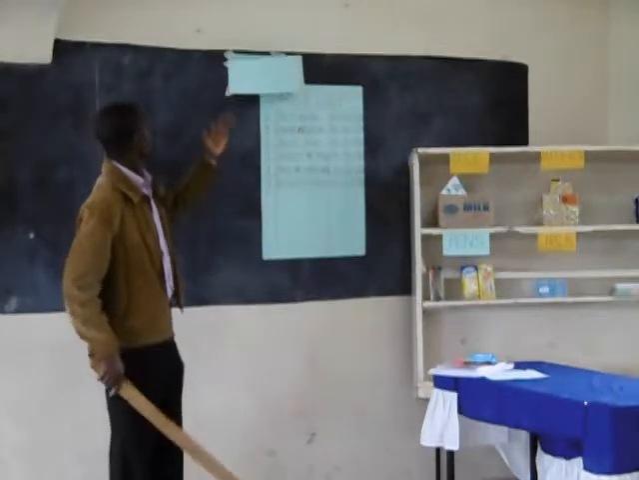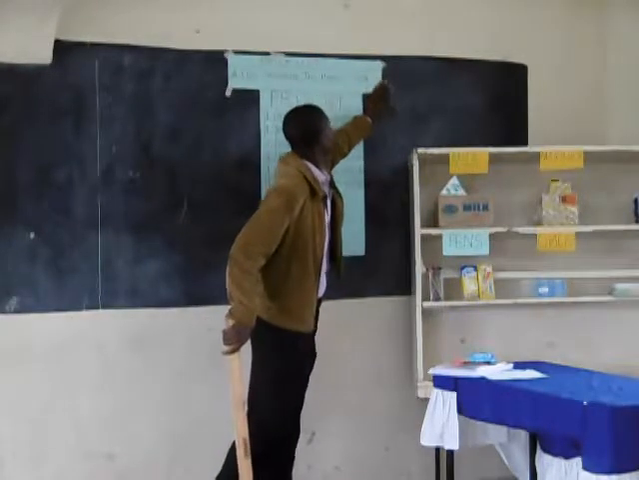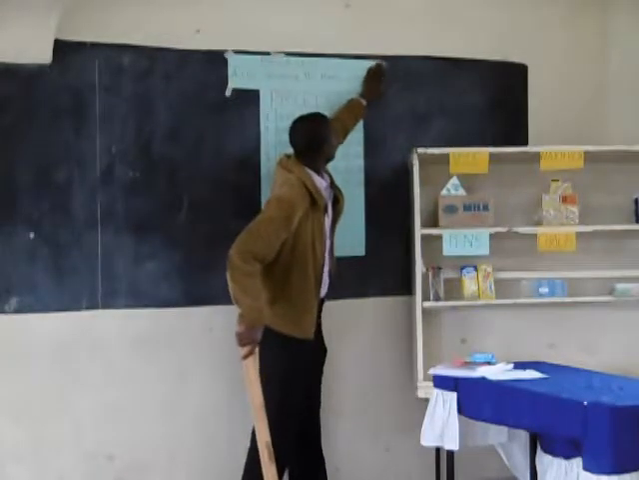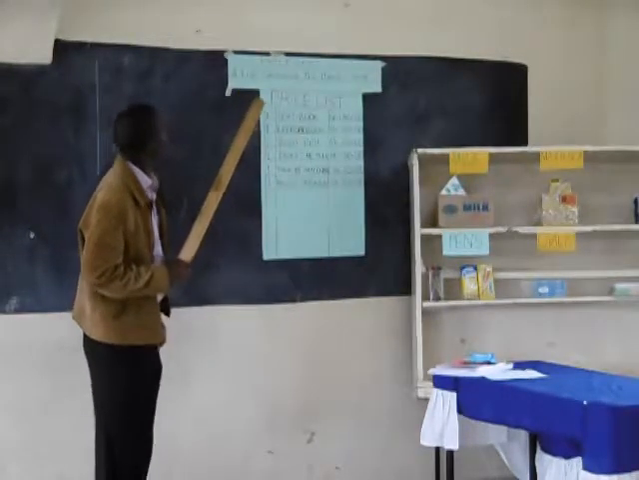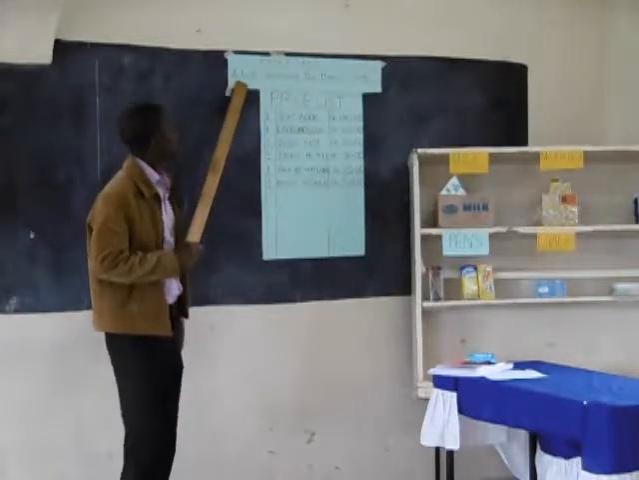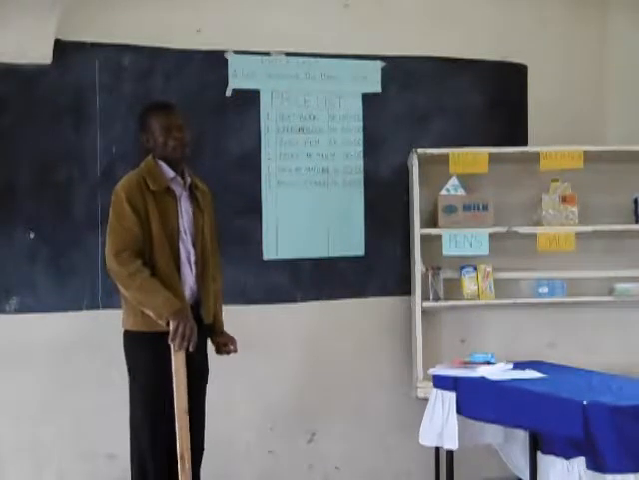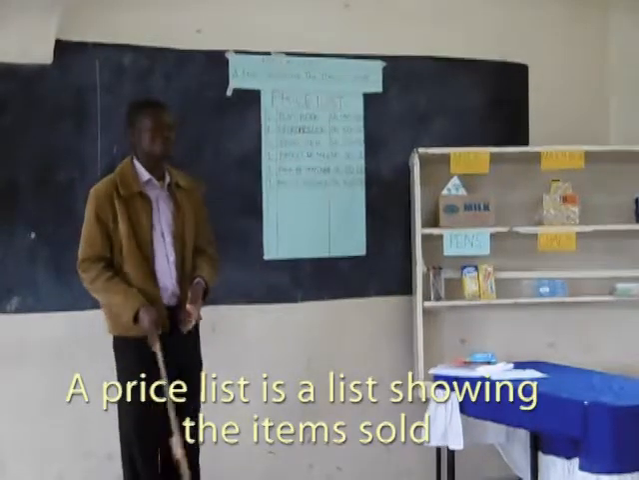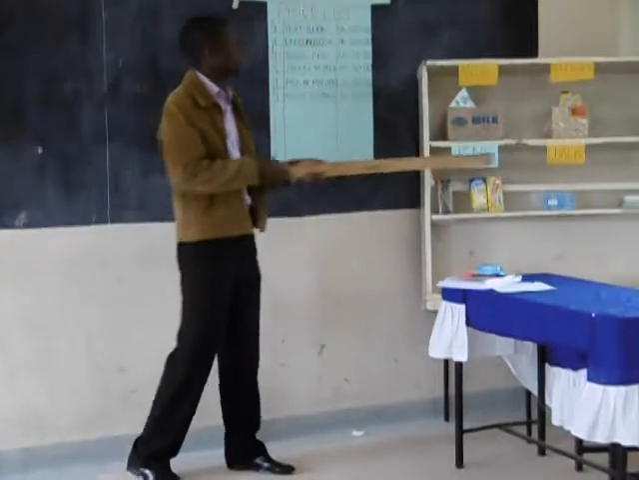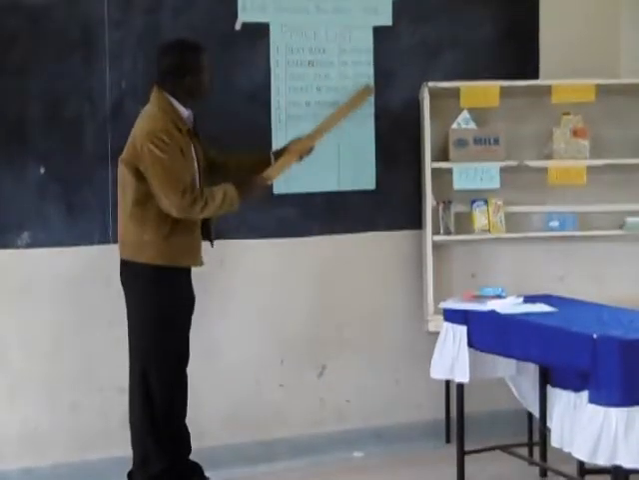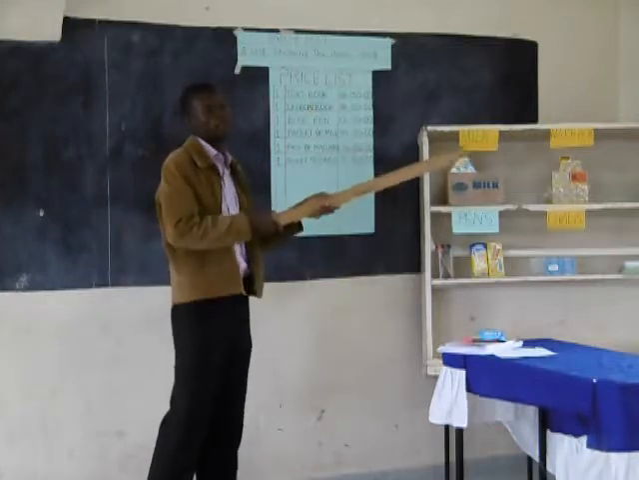Now, class, I want you to read the meaning of a price list. Now, as you can see on the chalkboard, we can say that a price list is a list showing the items sold. A price list is a list showing the items sold. So if you look at this list, we have the items which are available in this shop. So this list here is what we refer to as a price list, showing the list of the items which are being sold at this shop.